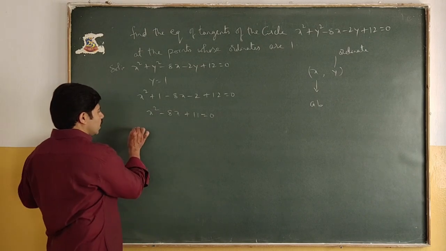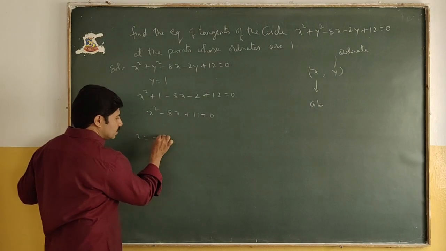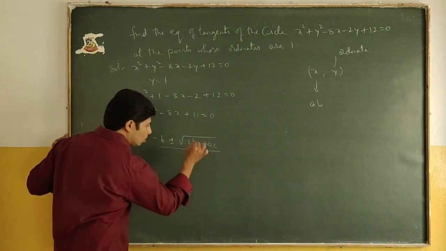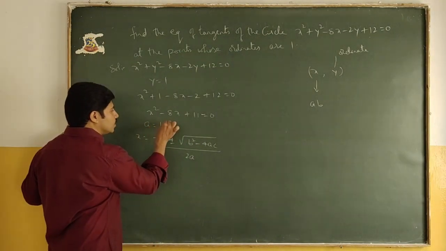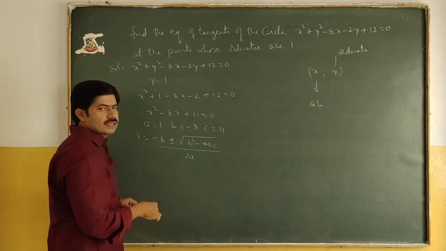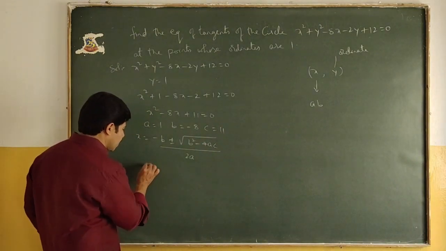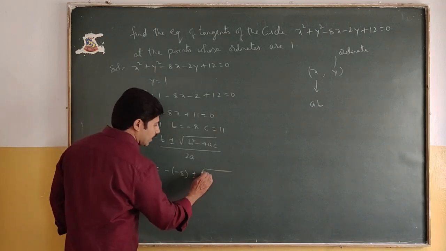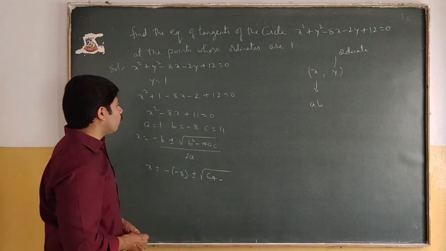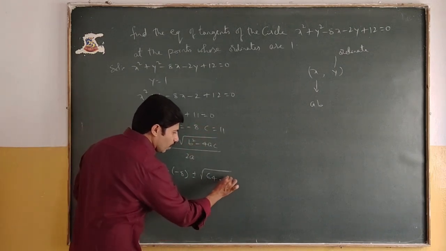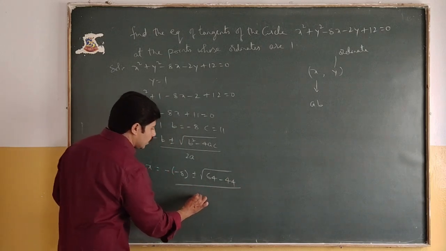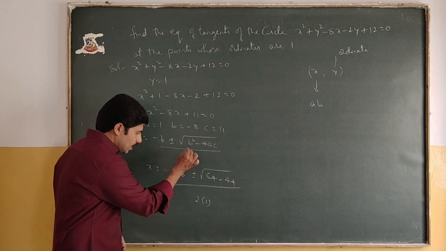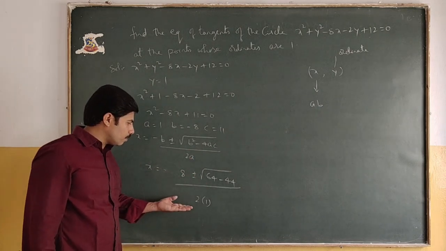So here, to solve this quadratic equation, I will apply the formula x is equal to minus b plus or minus under root of b squared minus 4ac by 2a. I will substitute in this. So here, a value is 1, b value is minus 8, c value is 11. So x is equal to minus b plus or minus under root of b squared. B square is 64 minus 4ac. 4 1s are 4, 4 11s are 44 by 2a, 2 into 1. See, minus of minus 8 is nothing but we can write it as just 8. So what we get is 8 plus or minus under root of 64 minus 44 by 2 into 1.